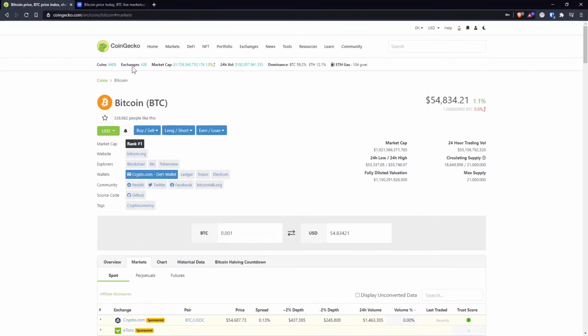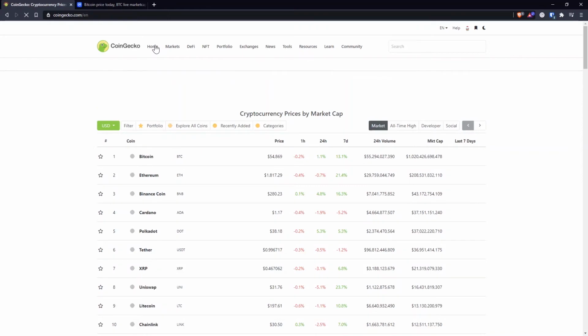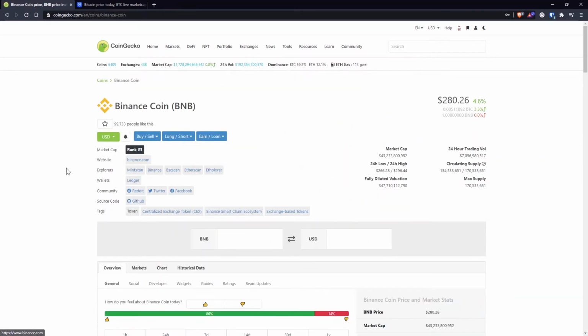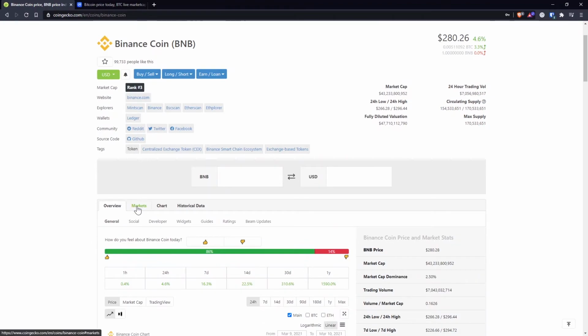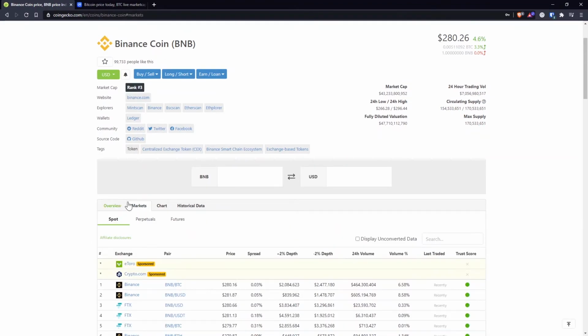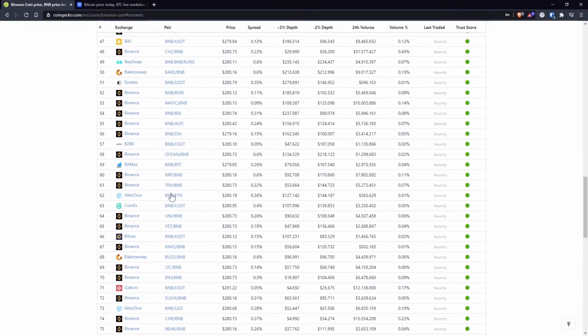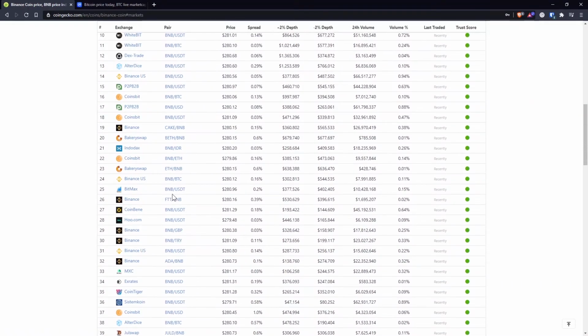But Bitcoin is traded everywhere. Of course, there are a lot of exchanges that are trading Bitcoin. It's number one. But let's take BNB for example. BNB will have fewer exchanges that are trading it. And if I go to the Binance page and click on markets, I'll see the number of exchanges that are listing it. Most of them are Binance because BNB is the Binance coin.